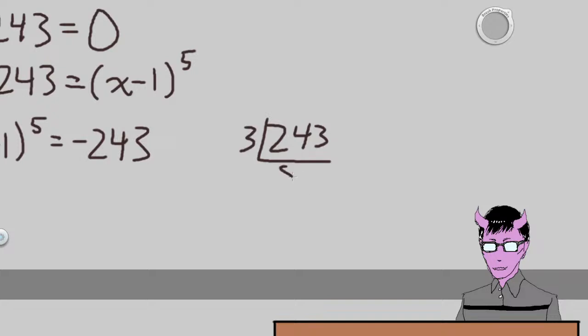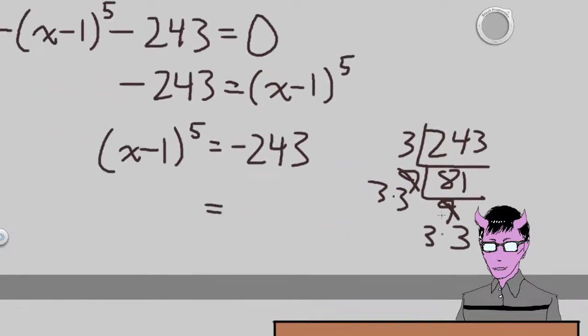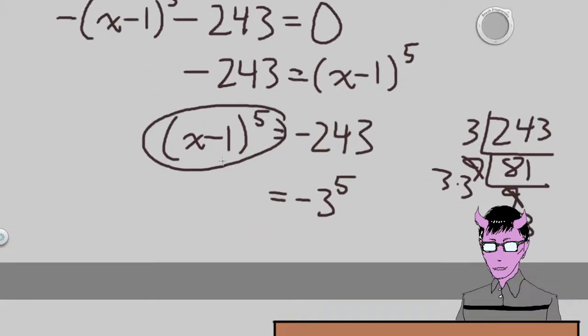So divide by 3 is 81. And then 81 is just 9 times 9. There are 2 3's in there, and there are 2 3's in there. Okay, so yeah, the hypothesis was correct. So we have -3 to the power of 5 on the right hand side. This is just copy paste.